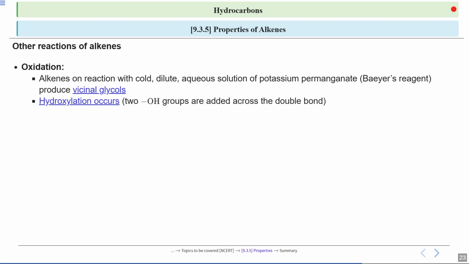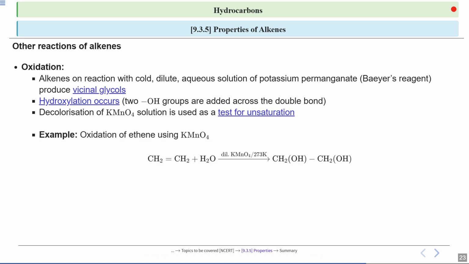Next, hydroxylation occurs. So, we also name this reaction hydroxylation, where the two OH groups are added on adjacent carbons. Now, this oxidation process, which is specifically with KMnO4, is again used for the test of unsaturation, and therefore we call potassium permanganate Bayer's reagent. Previously, we had the test for unsaturation using the halogen X2, where bromine water has a reddish color, which was decolored due to the addition of two bromines across the alkene double bond.